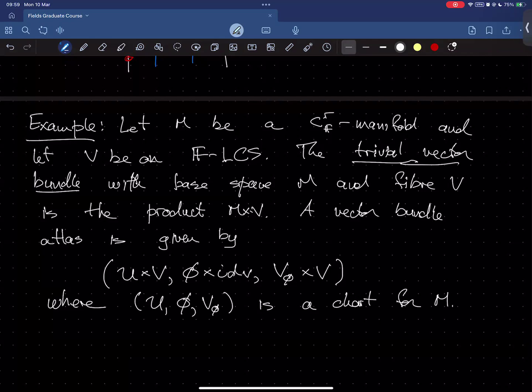So certainly this covers the set of all things which look like this, where U is a chart for M. So if you run this over all charts for M, these will certainly cover M cross V, just because this covers M.